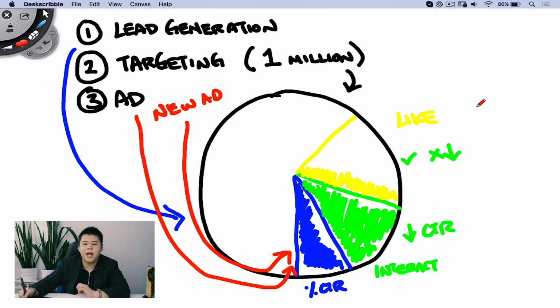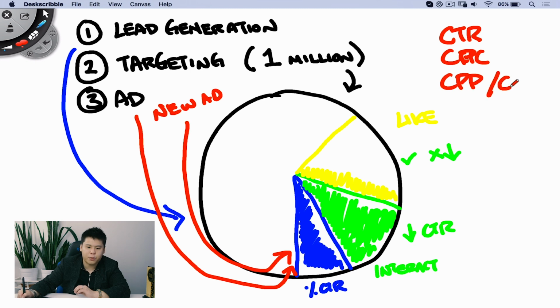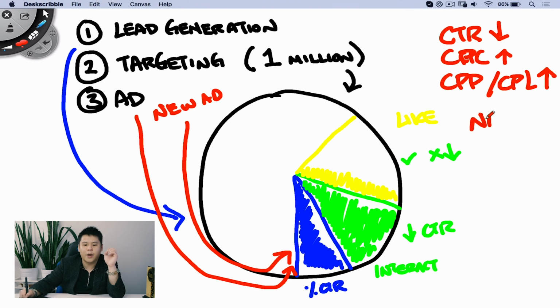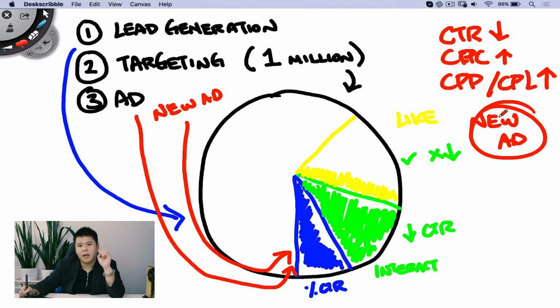And over time, again, you want to monitor your click-through rate, your cost per click, and your cost per purchase or cost per lead. If the numbers start to trend downwards, let's say your click-through rate starts to decrease, your cost per click starts to increase, your cost per purchase or cost per lead starts to increase, that means that it is time for a new ad to refresh and go back into the entire market.